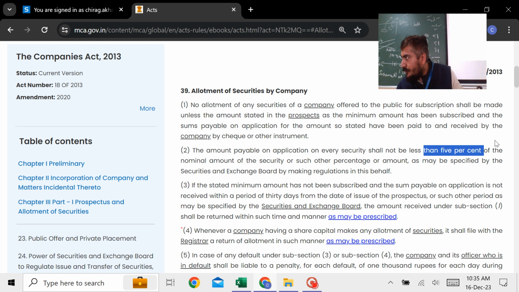Yes, sir. Can you give an example where you don't have to get listed when you go public? I don't have one, sir. Right now, I don't. In my career, I have not seen a case where you go to the public and do not need to list.